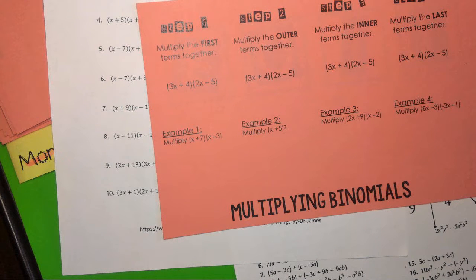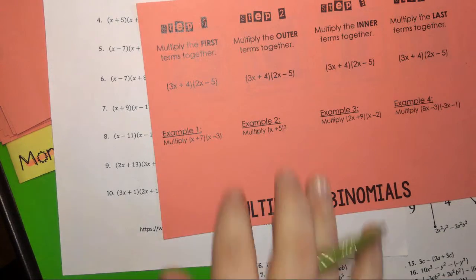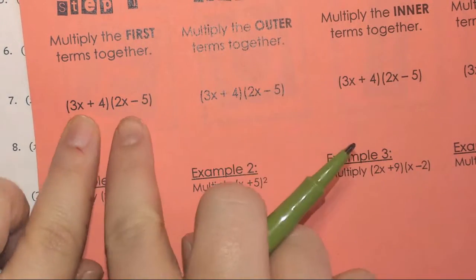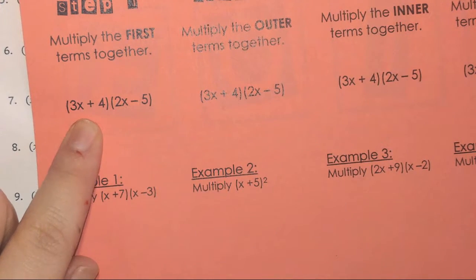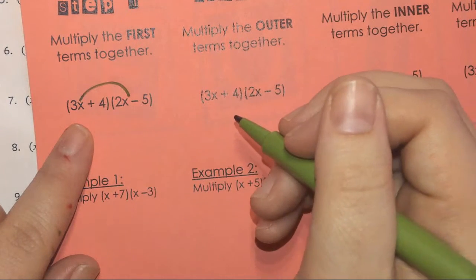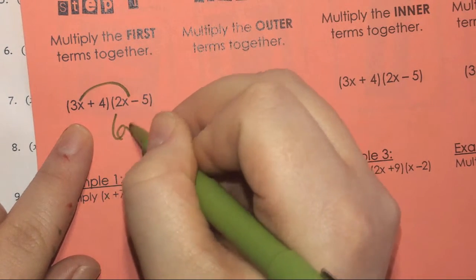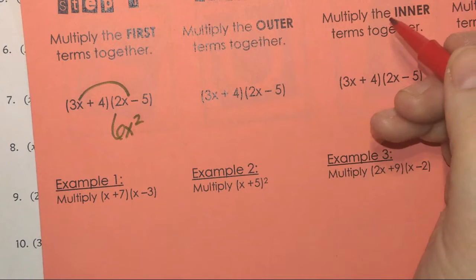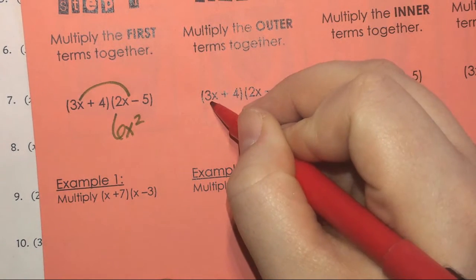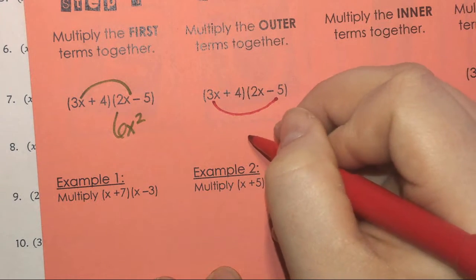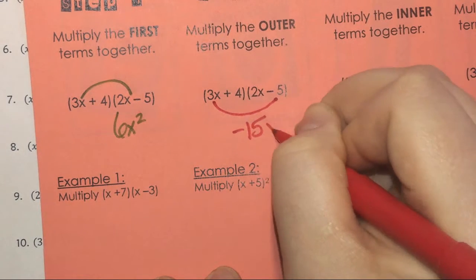It's not possible. Okay, so the one example I'm going to do is really spread out for some reason. So it says to do the first. What would be the first term in these binomials? Okay, and when you multiply them, you get 6x squared. Okay, so that's the first. Then the outer, who do I multiply? Okay, and then what do you get for the outer? Negative 15x. Thank you.